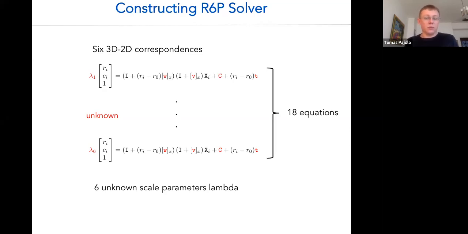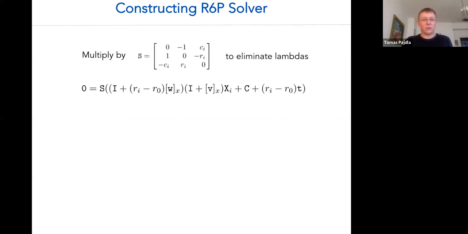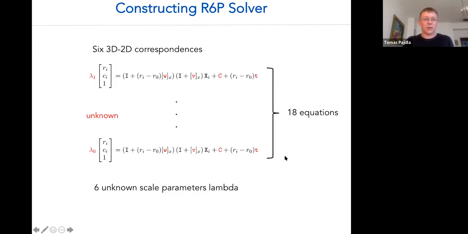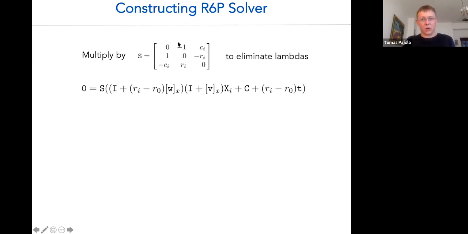The next step will be to get rid of the unknowns we are not that interested in, because most of all we are interested in W, V, C, and T, or potentially maybe only V, C, and T, or only V and C, but we are certainly not that interested in the lambdas. So we first start eliminating the lambdas, and that can be done by standard tricks. We take an antisymmetric matrix, which we multiply the previous equations by. That matrix contains the vector of image measurements, and it removes the components with lambdas.